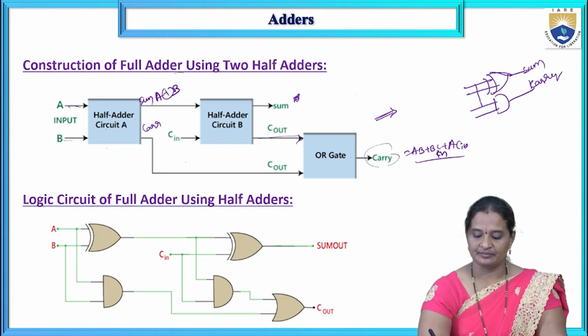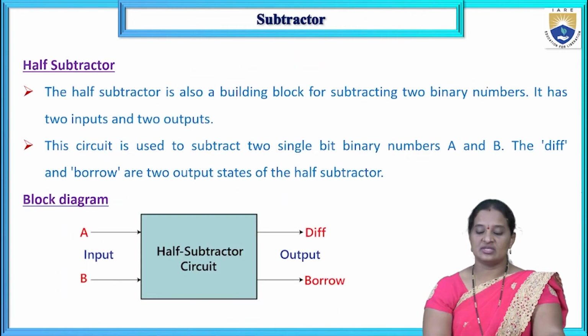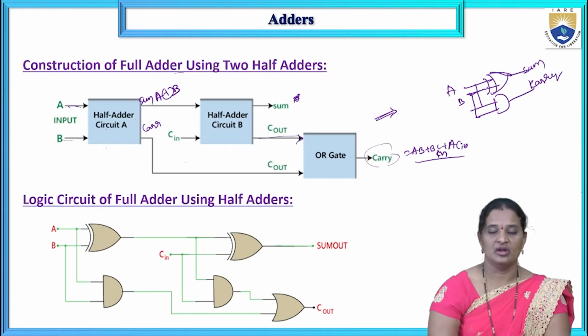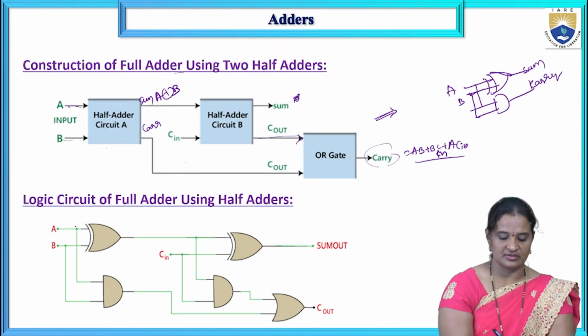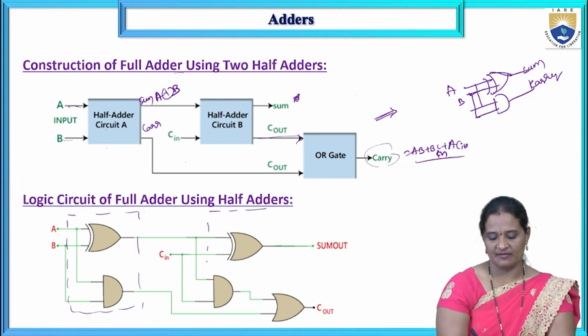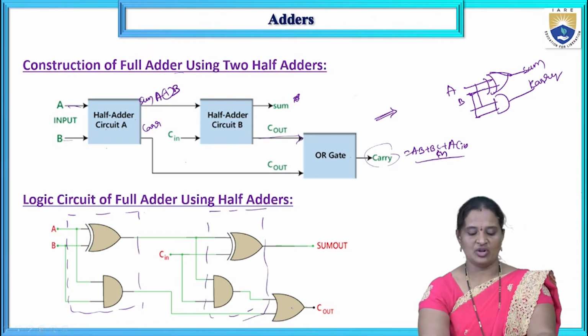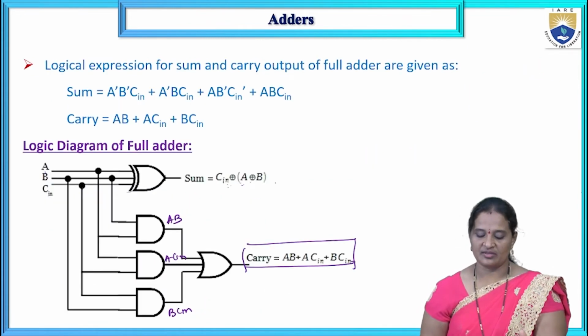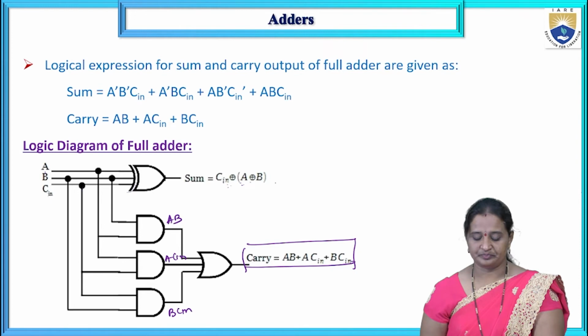So here we have A and B. This is the circuit. I want to implement the full adder using two half adders. So this is one half adder, and this is another half adder, where I can use an OR gate with that. Now we'll verify whether we are getting the same expression or not.